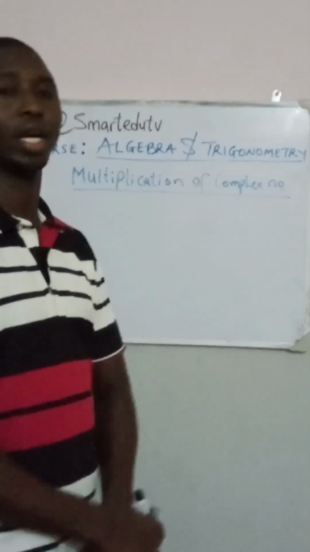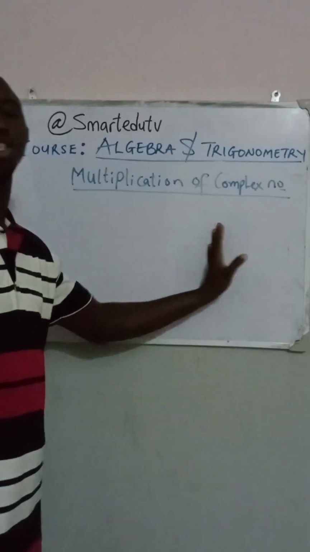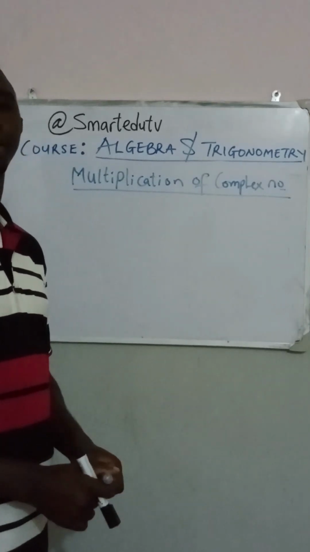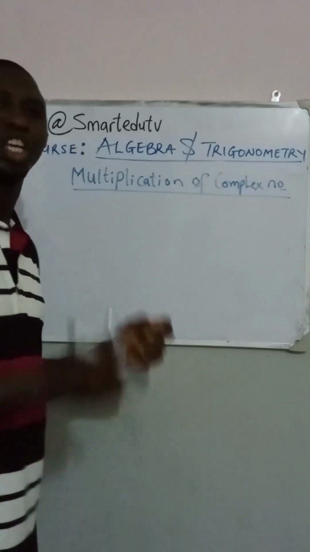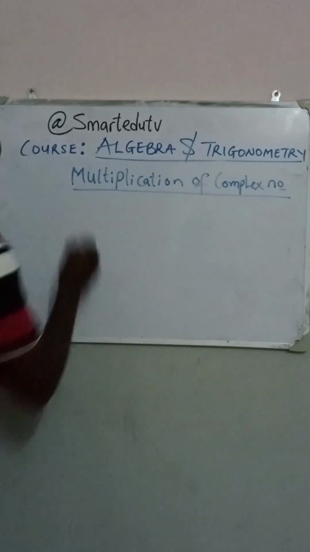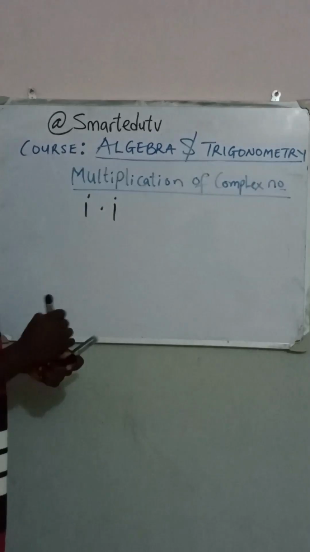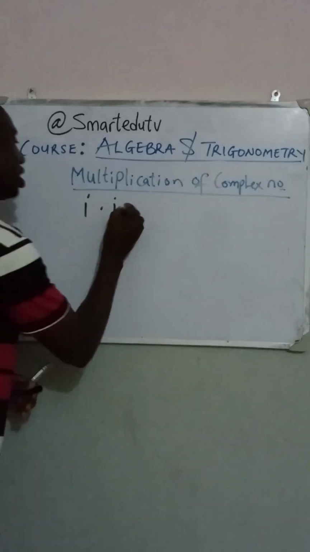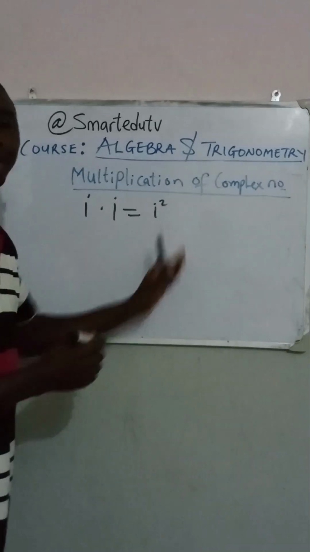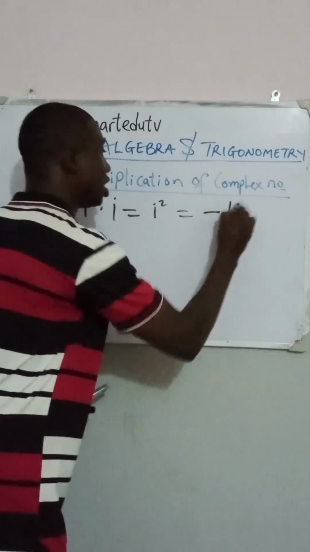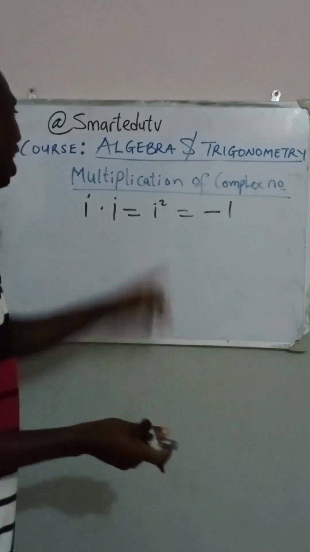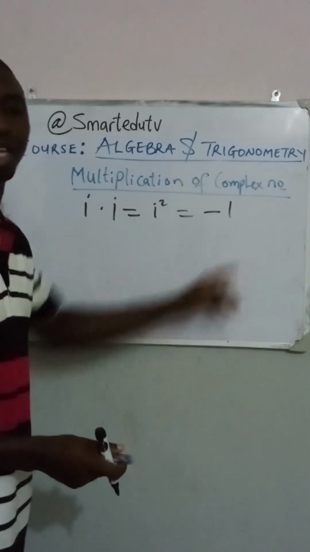Okay, welcome back. The next topic we are going to look at under complex numbers is multiplication of complex numbers. We want to see how we multiply complex numbers together. But for us to understand this better, it should be noted that anytime I is multiplying I, that is the same thing as I squared. And in complex numbers, I squared gives -1. This is standard. Anytime we are multiplying in complex numbers, I squared always gives -1. So please let's take note of this.